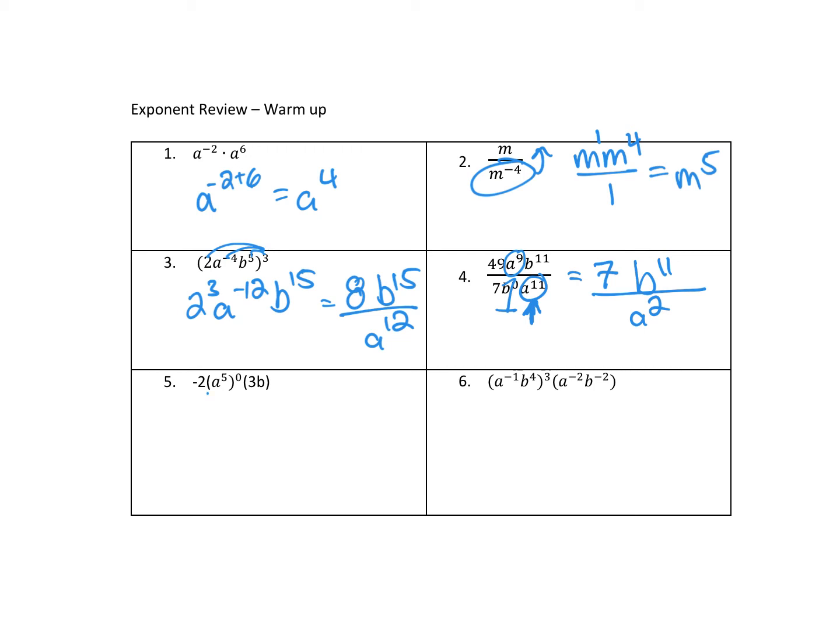Number 5, a to the 5th to the 0 is equal to 1, so I'm just left with negative 2 times 3b. Negative 2 times 3b is negative 6b.